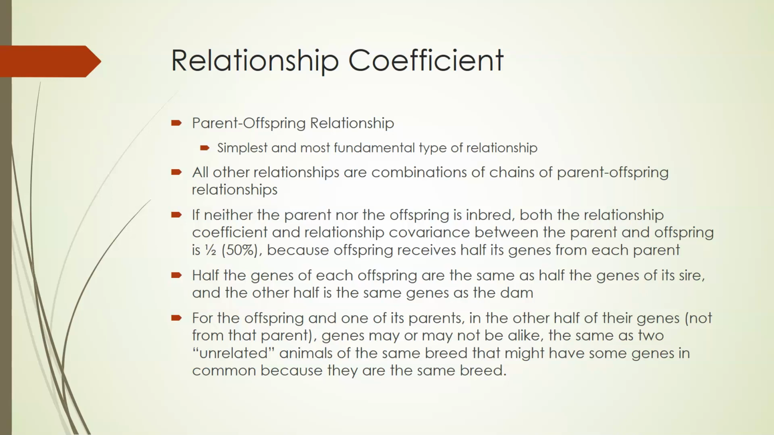For the offspring and one of its parents, say the offspring and his sire, in the other half of the genes that offspring got, maybe from his dam, the genes may or may not be alike, the same as two unrelated animals of the same breed might have the same genes because they're the same breed. What we're pointing out here is that the parent-offspring relationship can be really simple, but whenever you start thinking about the genes that came from the other parent, they might be the same or they might not be the same. And that is why we look at ancestors, to see what other genes could be similar just because they are related in some way, shape, or form.